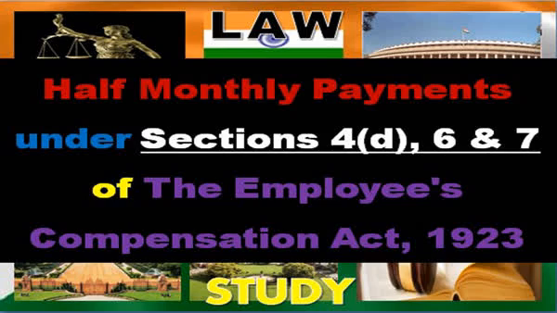Explanation 1. For the purposes of Clause A and Clause B, relevant factor in relation to an employee means the factor specified in the second column of the Schedule 4 against the entry in the first column of that schedule specifying the number of years which are the same as the completed years of the age of the employee on his last birthday, immediately preceding the date on which the compensation fell due.